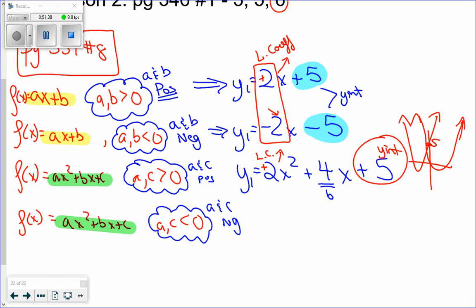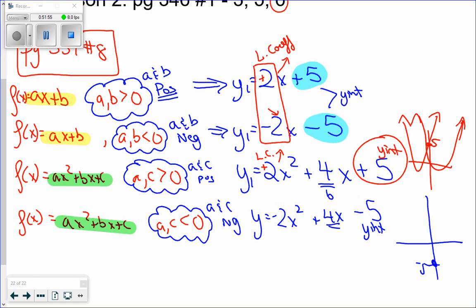For the last one, A and C have to both be negative. So negative 2x squared, anything I want, and then negative 5. So this means the y-intercept has to be negative 5. The leading coefficient is negative, so that means it's going to go down. Pick the one that matches. 2.